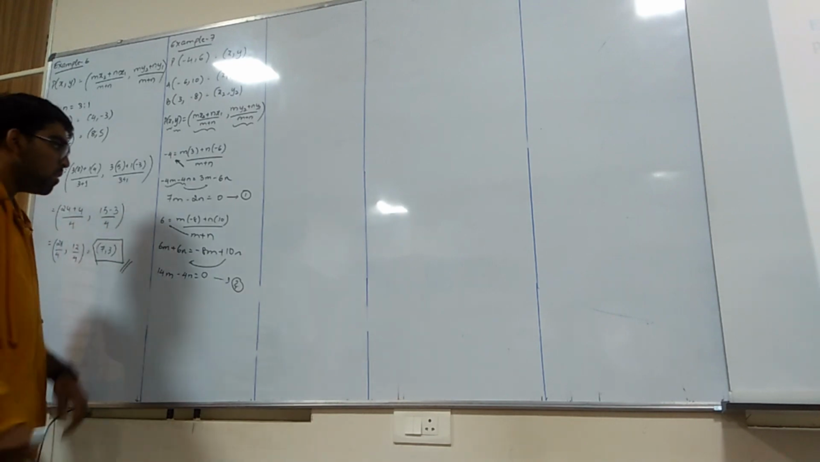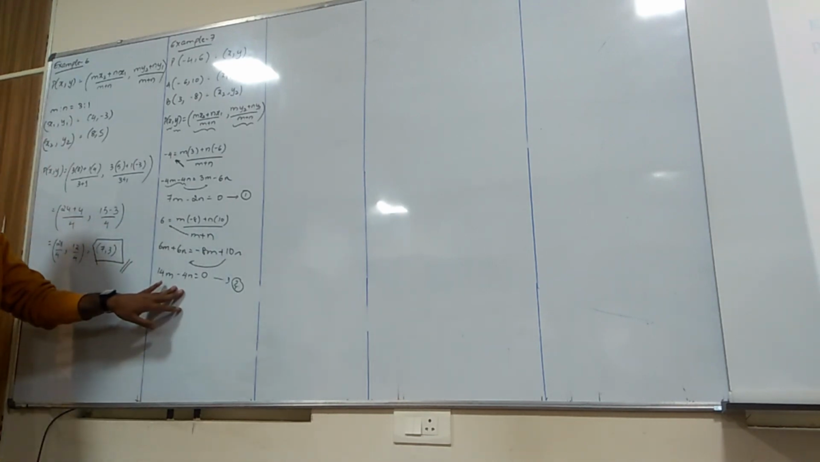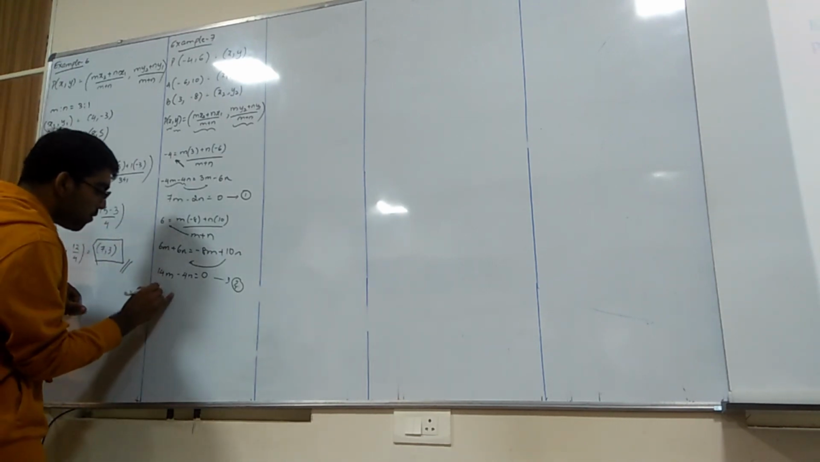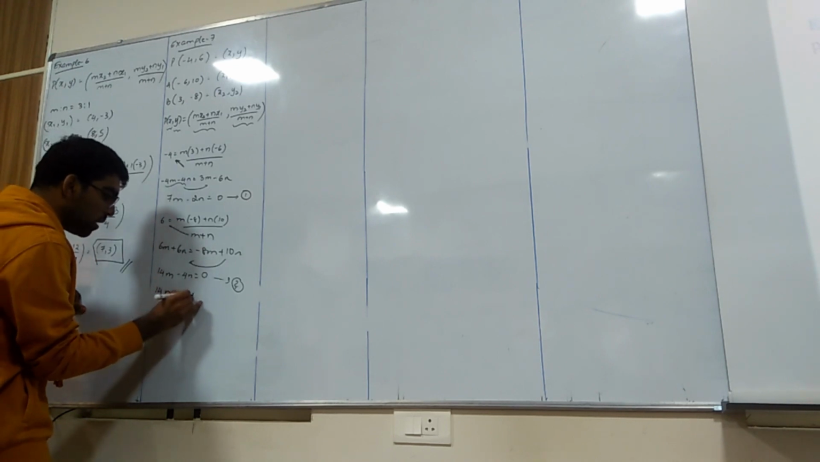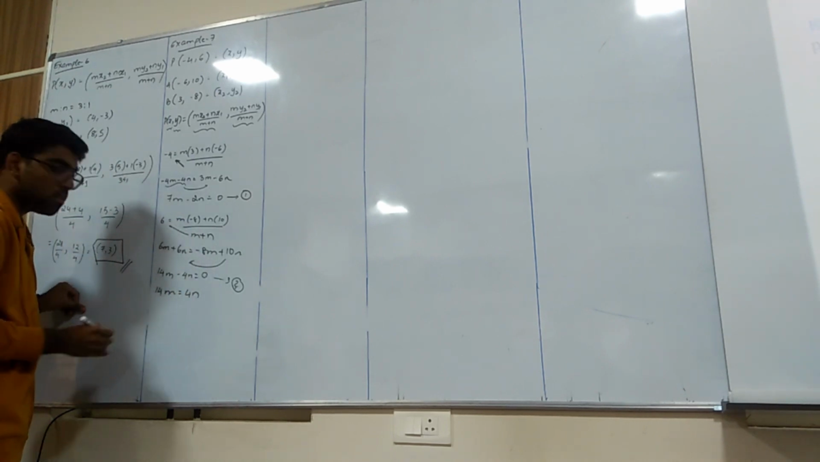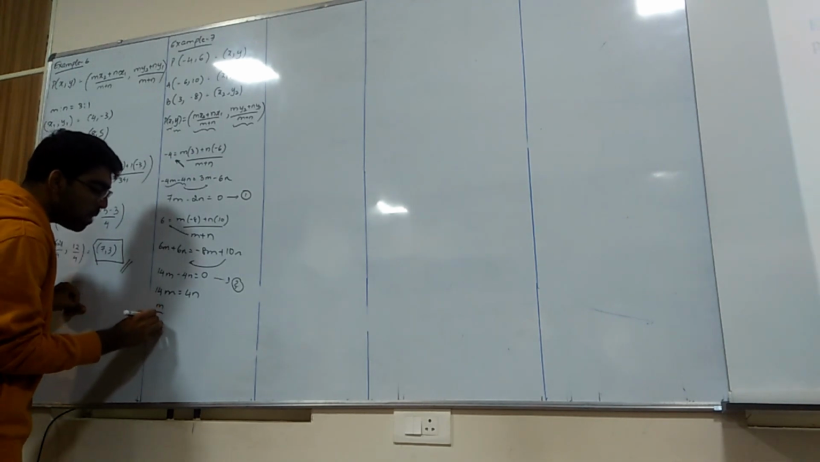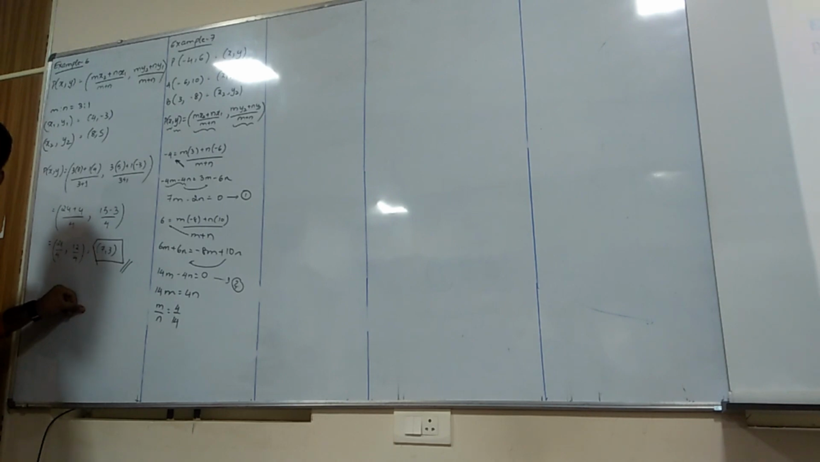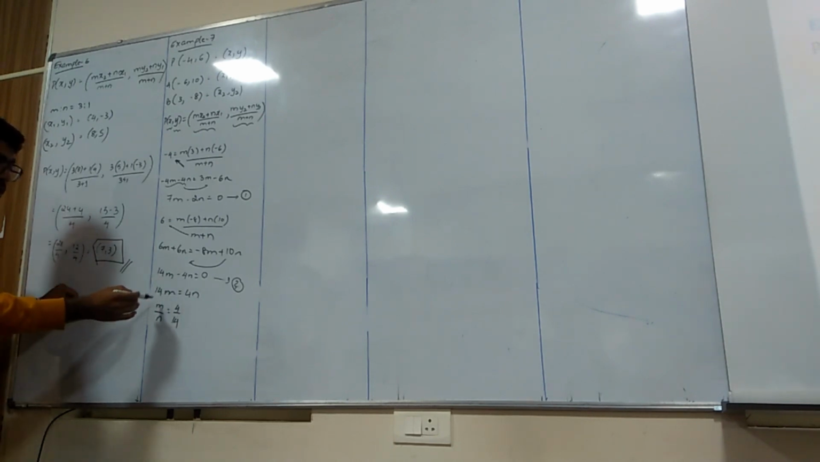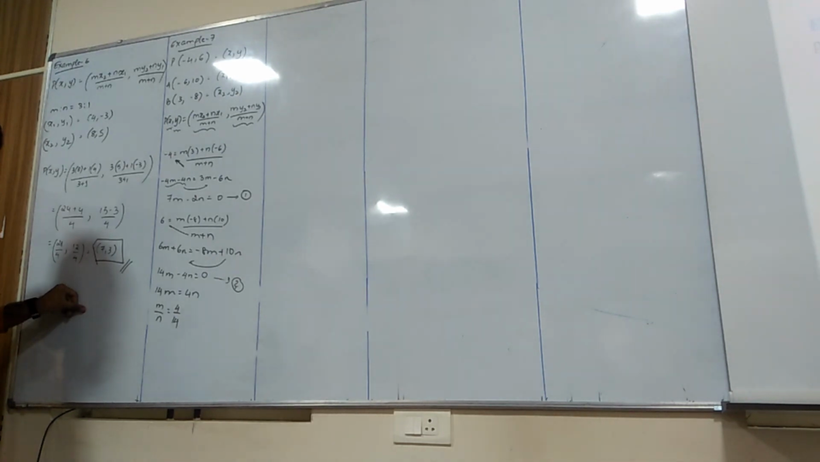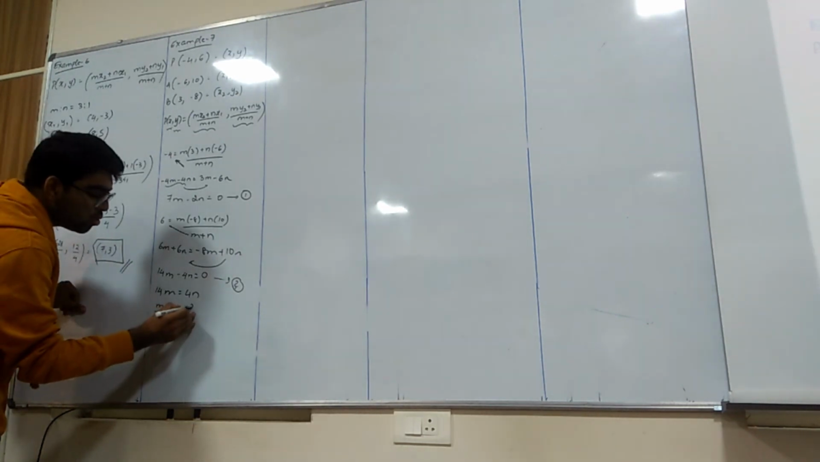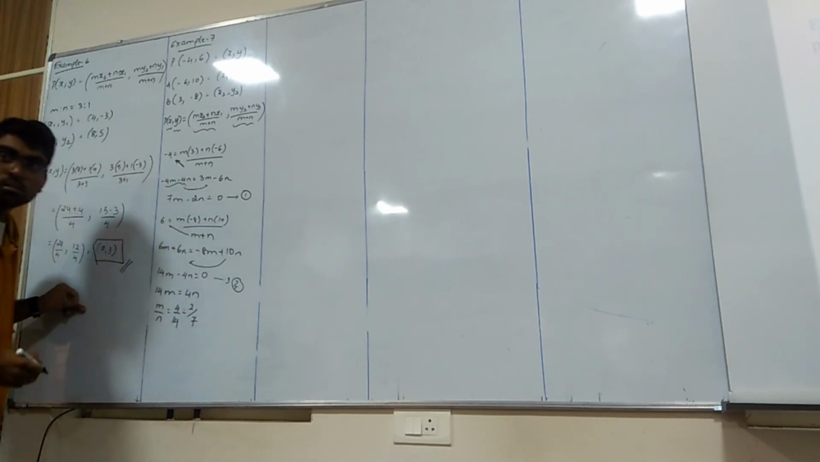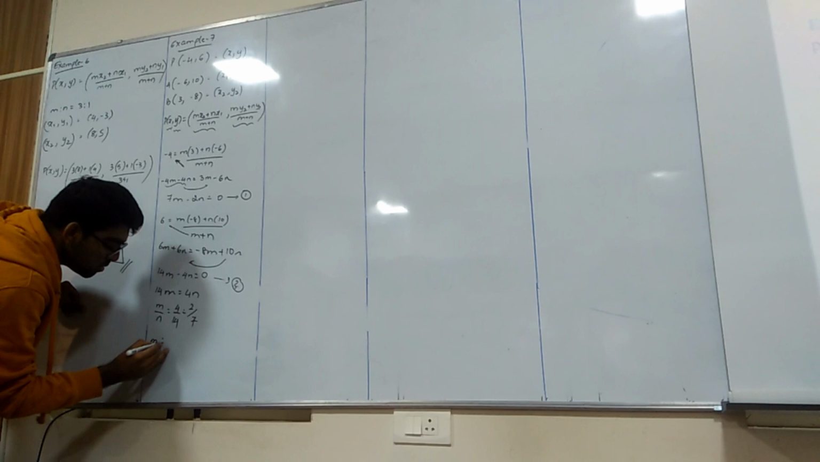So now, very simple. With this equation, what can I write? 14m is equal to 4n. m by n is equal to 4 by 14. n I took below, 14 I took that side. Now, any doubt in this step? Which is equal to 2 by 7. So m is to n is 2 is to 7.